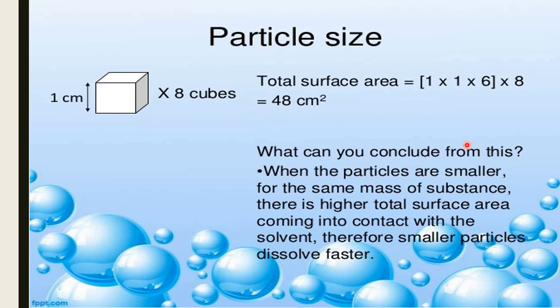So what can you conclude from this? When the particles are smaller for the same mass of substance, there is a higher total surface area coming into contact with the solvent. Therefore, smaller particles dissolve faster. Just remember that the smaller the size of the particle, the higher the total surface area coming into contact with the solvent, so at the end the rate of dissolving is faster.